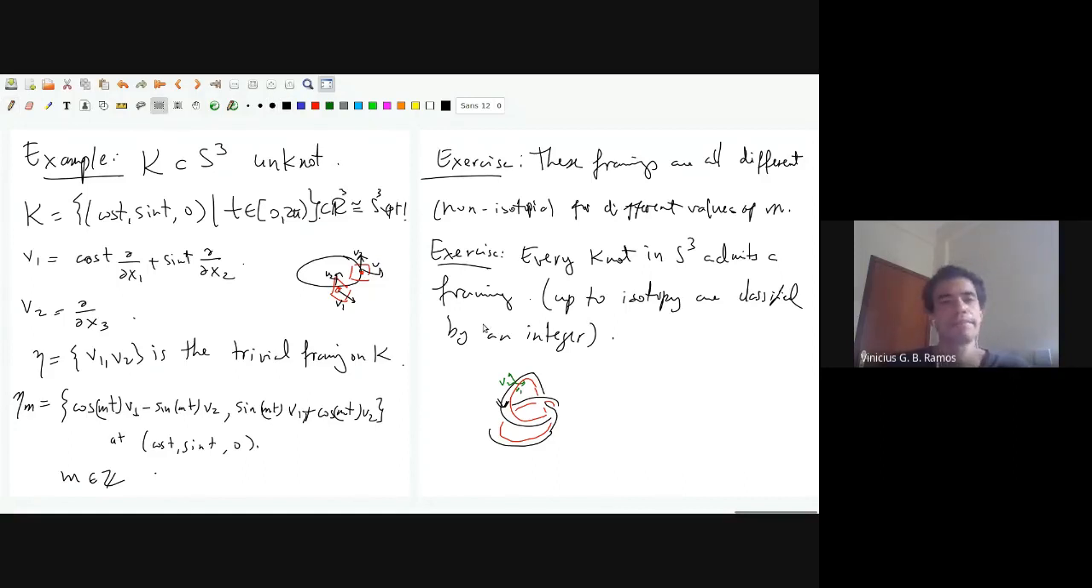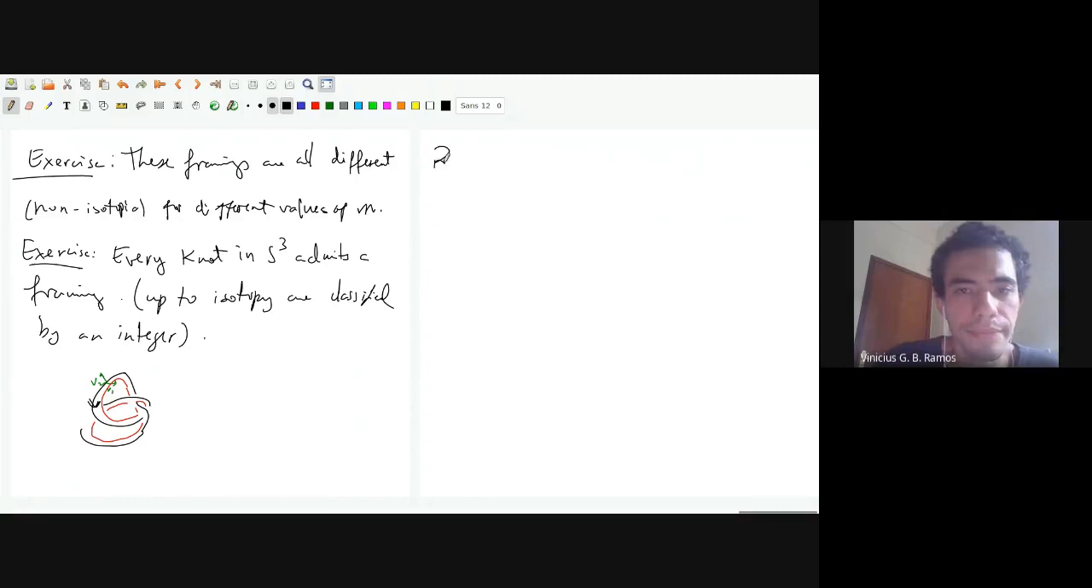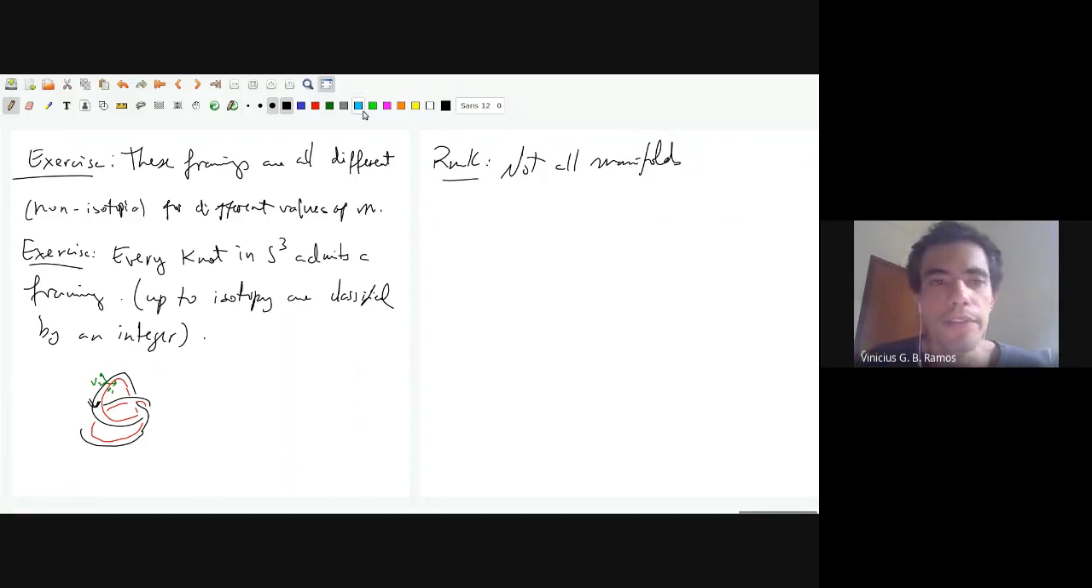But anyway, I'm not going to talk too much about knot theory. I think I'm not going to say anything else. But I just wanted to remark that not all manifolds, not all submanifolds have a framing.